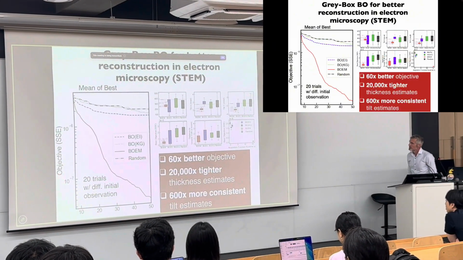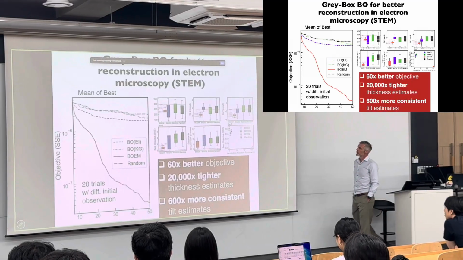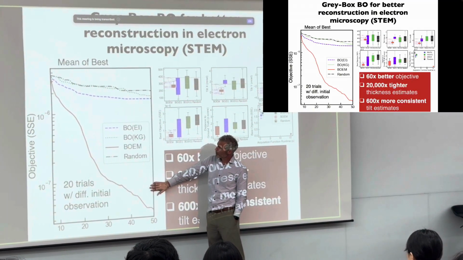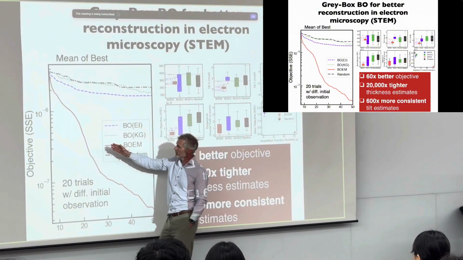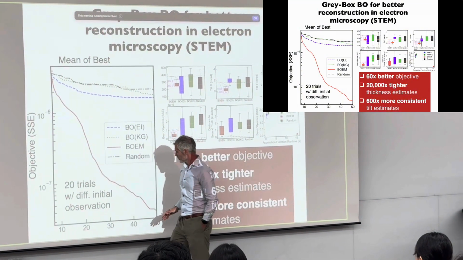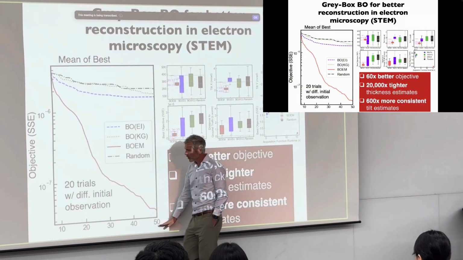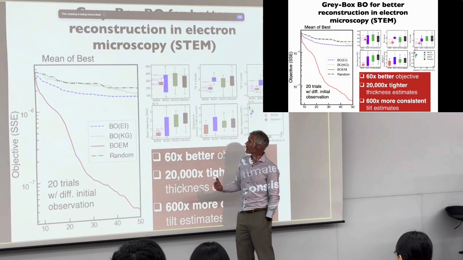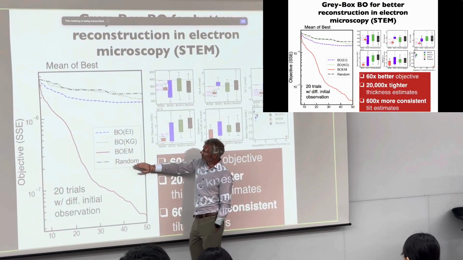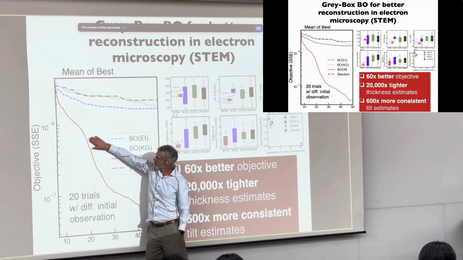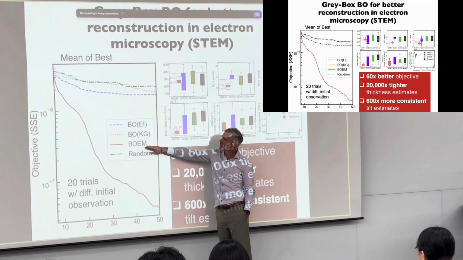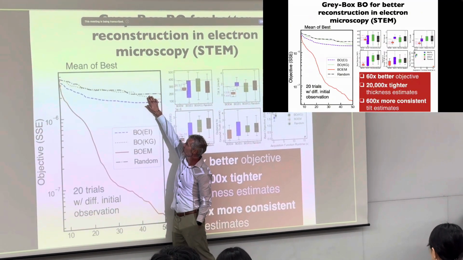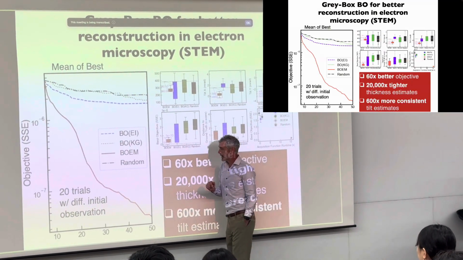And it works really well. Here's a plot showing one measure of performance, which is the sum of squared errors versus the number of times you have to call the expensive simulator. They'd like to be able to do this more quickly. This red line is using function networks Bayesian optimization for electron microscopy, and these are some standard Bayesian optimization approaches and then a random search baseline.